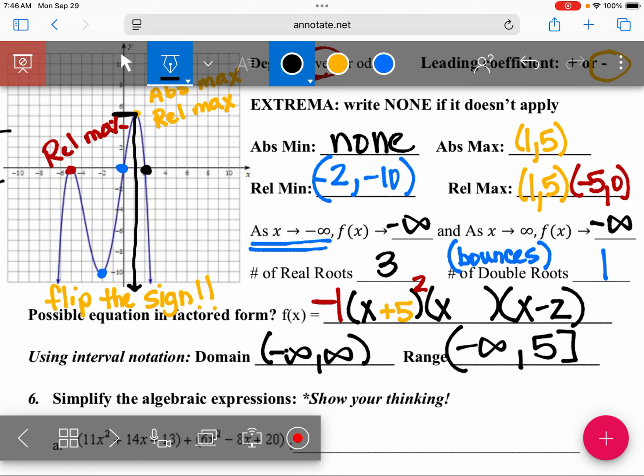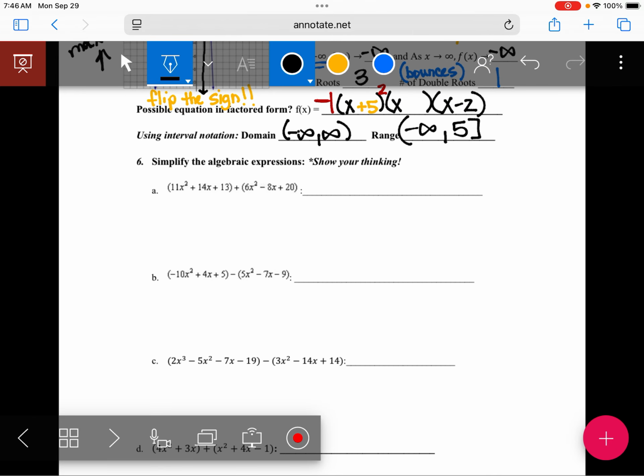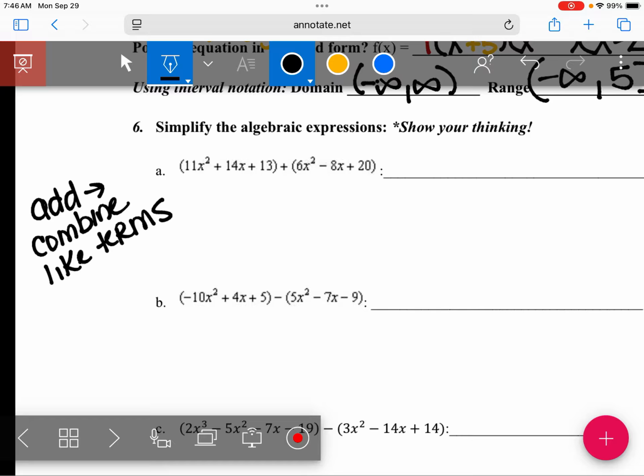All right, and the last one we'll look at together is 6 for today. So remember, for addition, you just combine your like terms. I'm going to write that. If it's adding, all you have to do is combine your like terms. And you all did pretty good on that exit ticket last week.